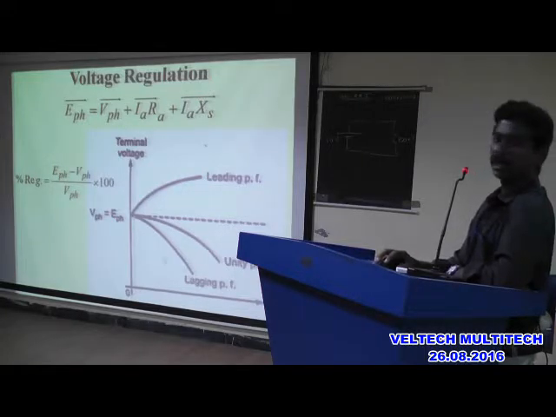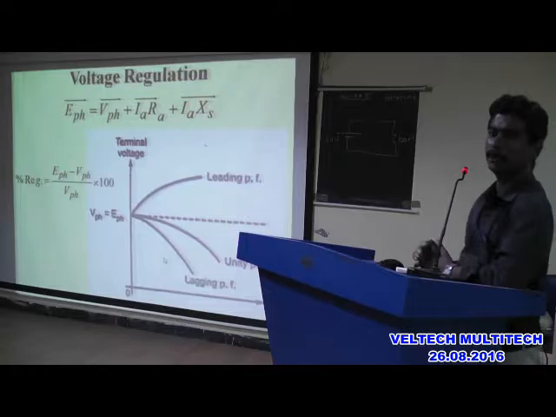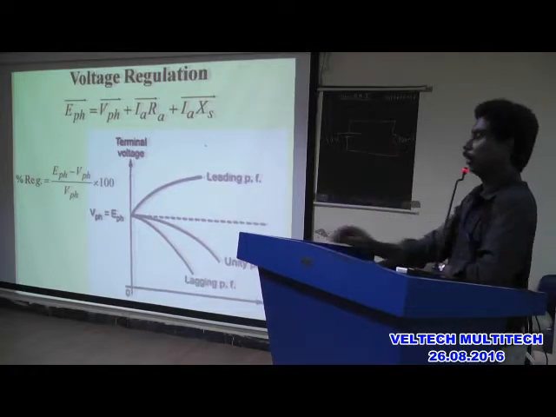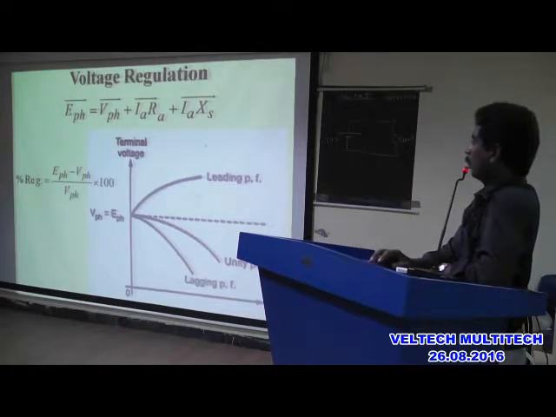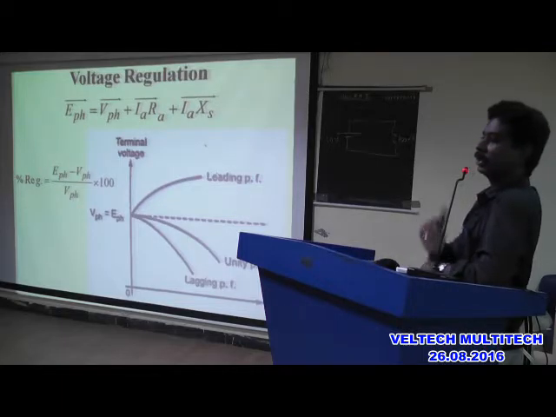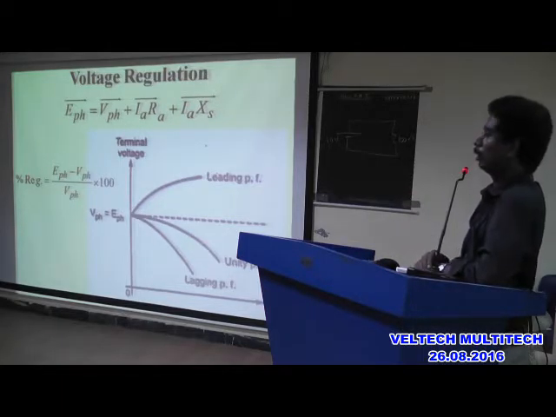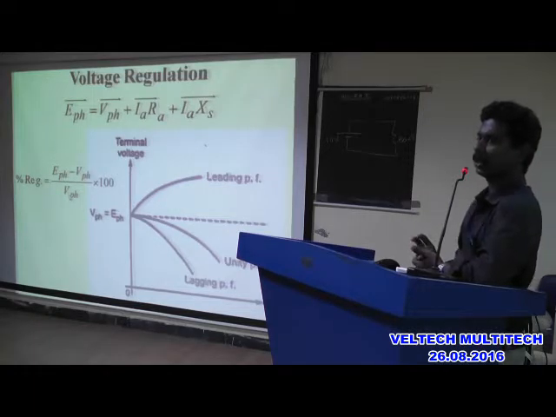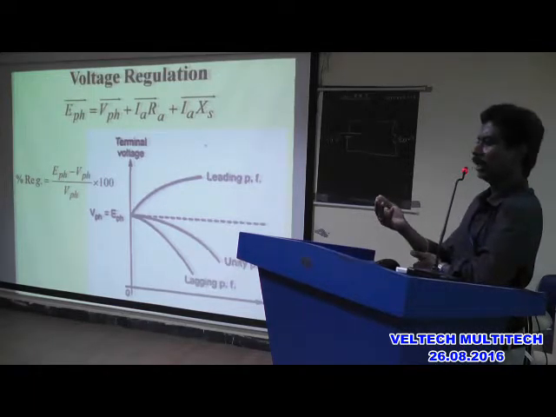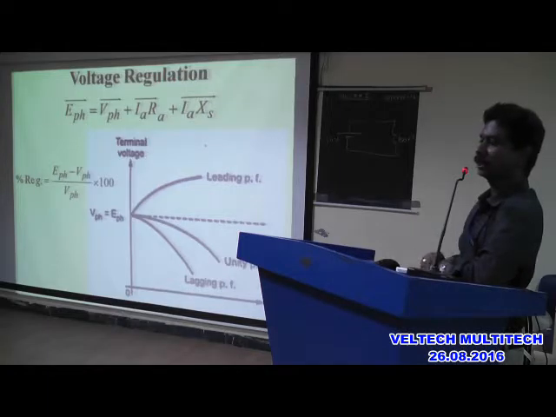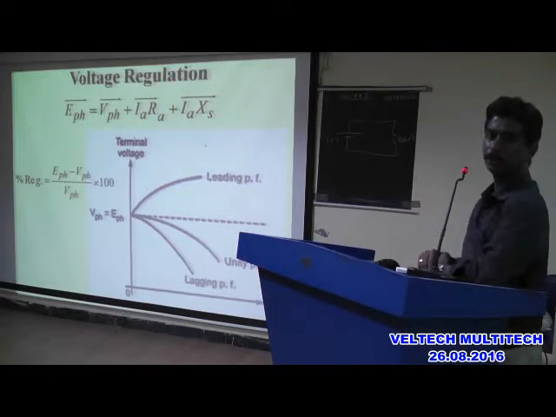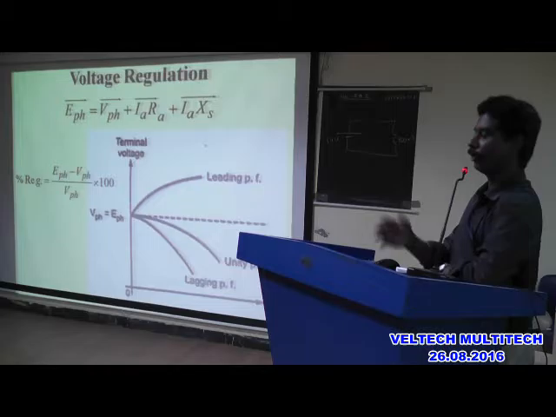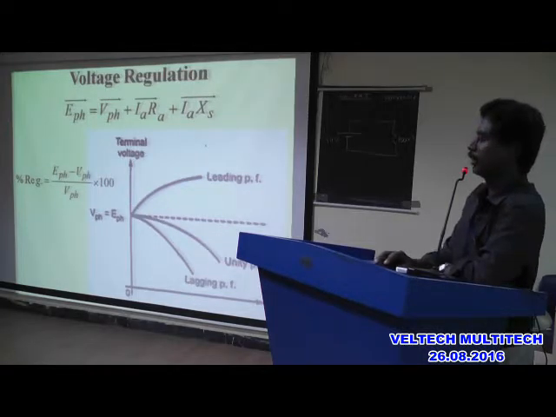So for lagging power factor, the terminal voltage decreases because of demagnetizing effect. For leading power factor load, the terminal voltage increases because of magnetizing effect. Okay, so you know the voltage regulation expression, E phase minus V phase divided by V phase. While solving, if you consider the lagging power factor, the percentage voltage regulation is always positive. If you consider the leading power factor, the percentage voltage regulation is always negative.